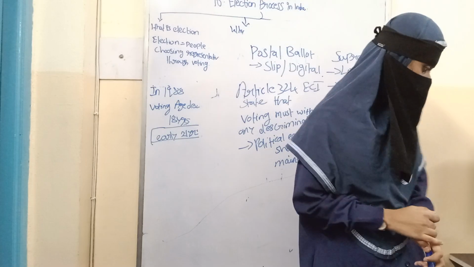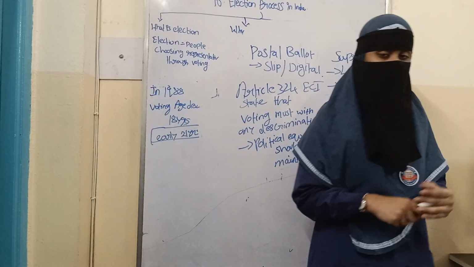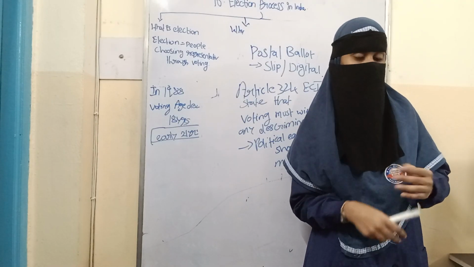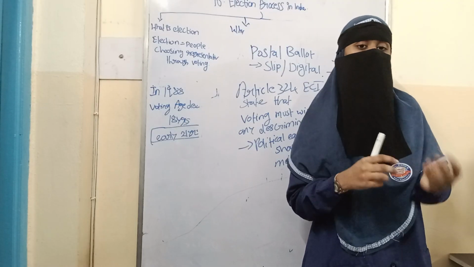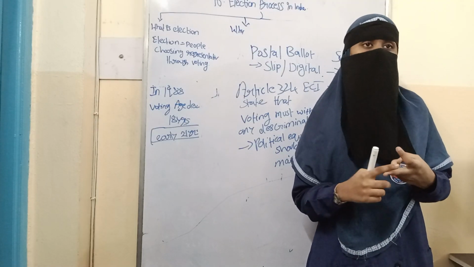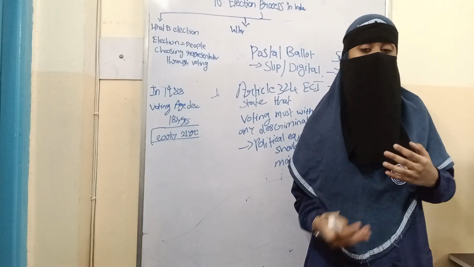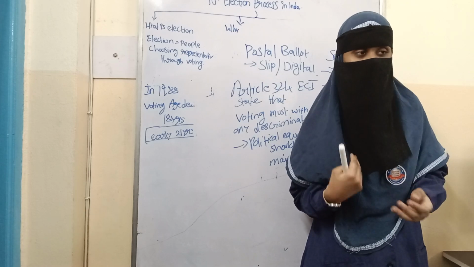So I will give you a short recap from the starting. As we have discussed, what are elections? Election is a democratic process through which we elect our representatives. And why are elections held? To run our government peacefully. And why do we elect our representatives? We elect our representatives to make the laws and decisions on our behalf. That's why they are elected.